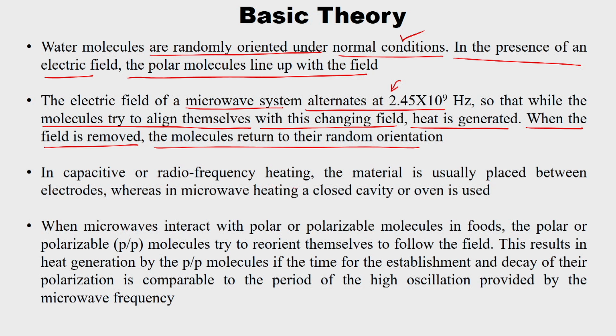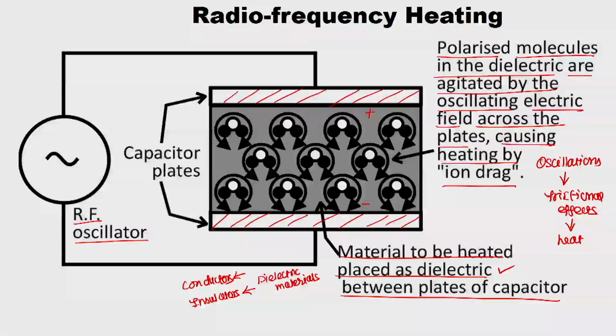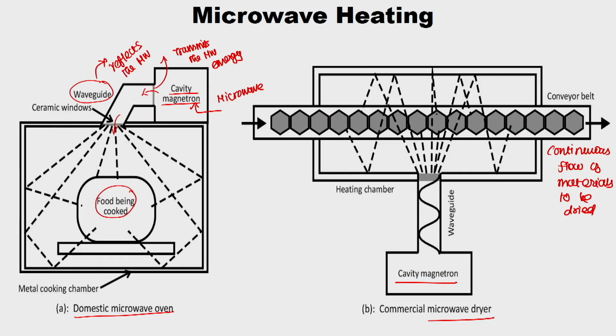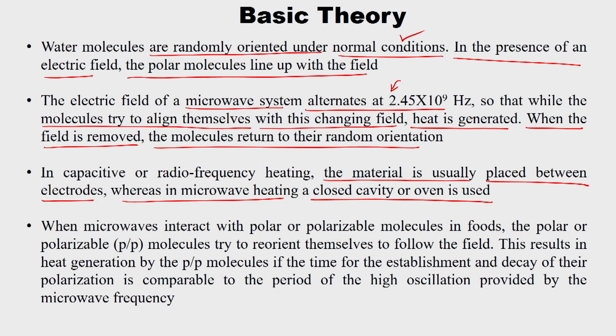In capacitive or radio frequency heating, the material is usually placed between the electrodes, whereas in microwave heating, a closed cavity or oven is needed. If you see here, the dielectric material which is to be heated is kept between the electrodes, and for microwave energy, you need a closed cavity. Here also there is a closed cavity, so that your energy will reflect and heat the material. When microwaves interact with polar or polarizable molecules in food, the polar or polarizable molecules try to reorient themselves to follow the field.